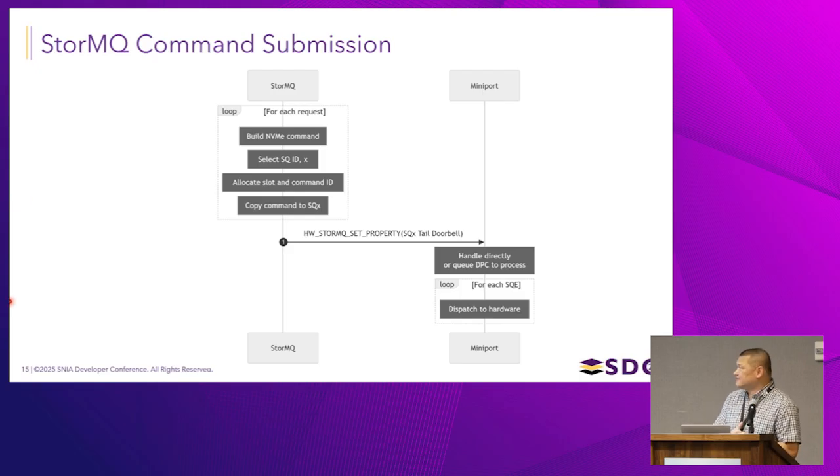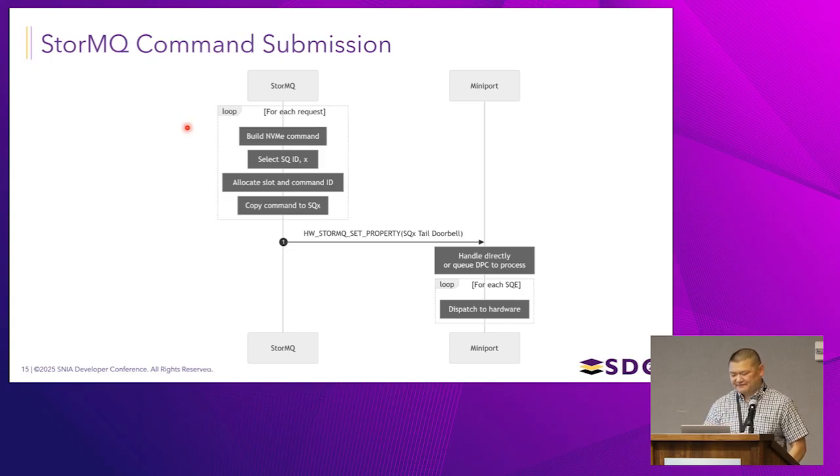Next, I'm going to go through the workflow for what the command submission would look like within the STORE-MQ model. As a request comes in, the STORE-MQ code within StorePort will generate the corresponding NVMe command. It will select the appropriate submission queue, allocate the slot to use and the command ID associated with that command, and then copy that command to the submission queue. And then it will call into the miniport to ring the tail doorbell.